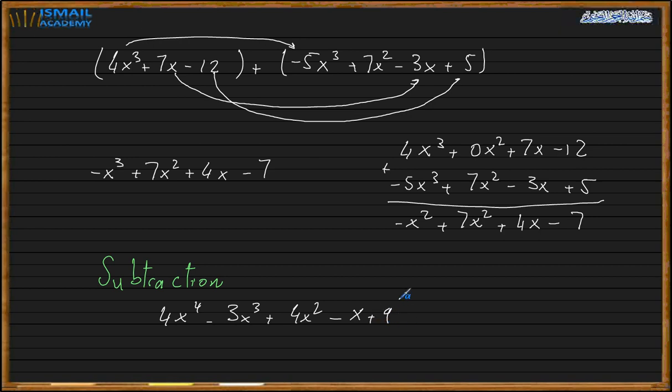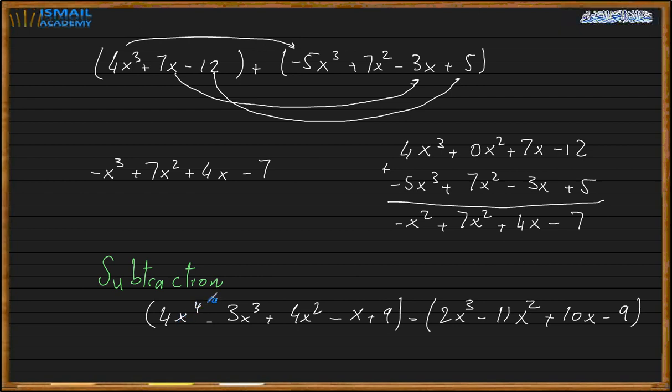So for example, if I want to subtract 4x to the 4 minus 3x cubed plus 4x squared minus x plus 9, and I want to subtract it from minus, for example, 2x cubed minus 11x squared plus 10x minus 9. So it's the same idea. I do it horizontally or vertically. It's like I'm doing the similar quantities. So there is no 10,000 here. You see, x to the 4 is almost like 10,000.